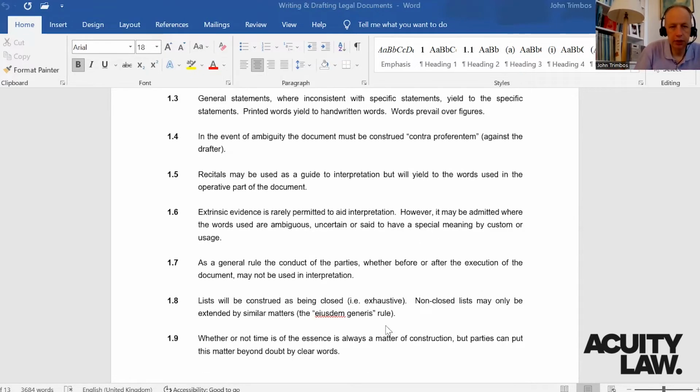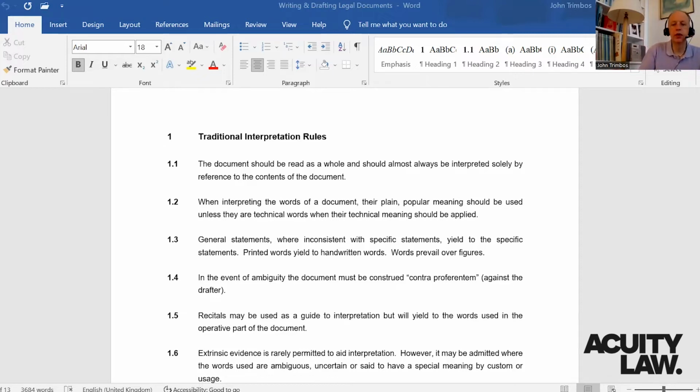Now, there are 9 rules here, 1.1 to 1.9, and these represent, if you like, the historical background, because the courts in this country were traditionally very, very reluctant to look outside the printed page for help with interpretation. So, for example, number 1, the document should be read as a whole and should almost always be interpreted solely by reference to the contents of the document. 1.6, for example again, extrinsic evidence is rarely permitted to aid interpretation. That was very much the approach of the courts in this country until about the 1990s. So if there was, say, a contractual dispute, then the judge would read the document as a whole so as to read every clause in its context.